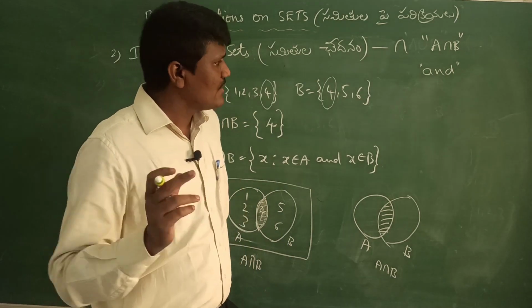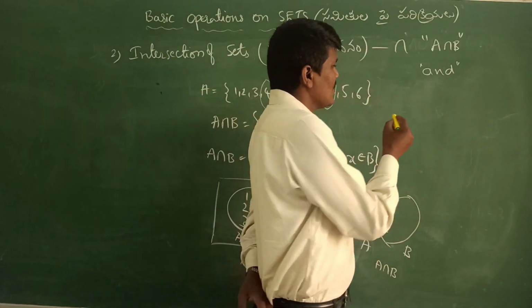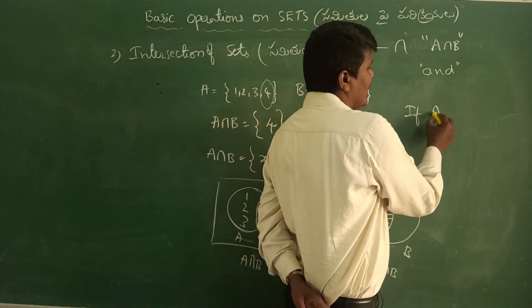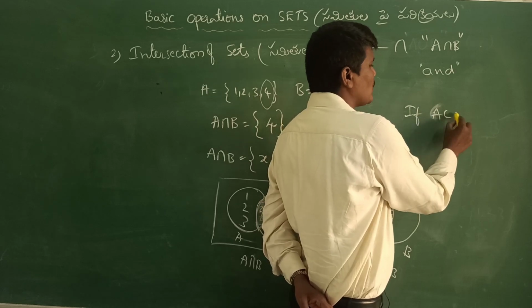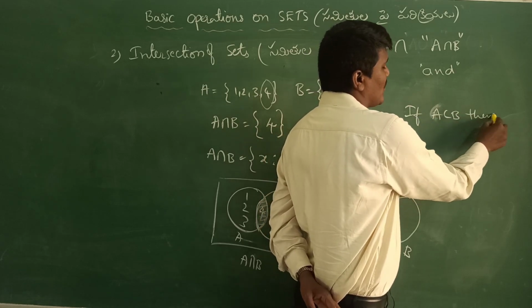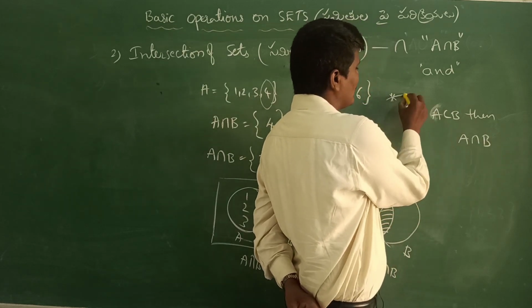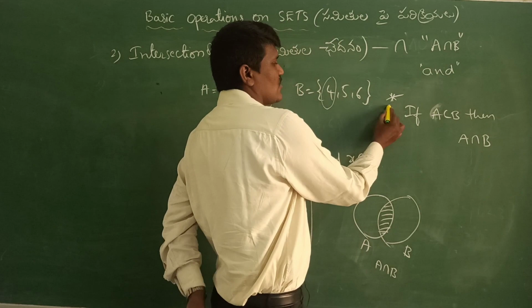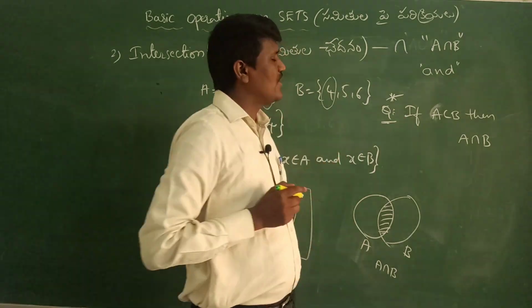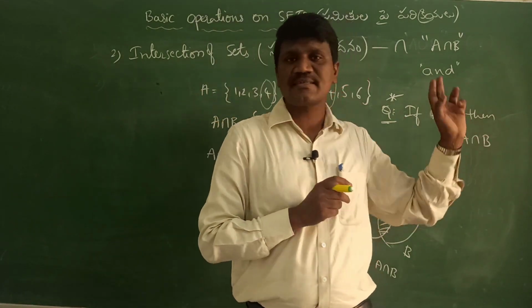Now let us see in the same manner. Suppose A is a subset of B, then what is A intersection B? This is an important one. Important question. If A is a subset of B, then A intersection B is what?